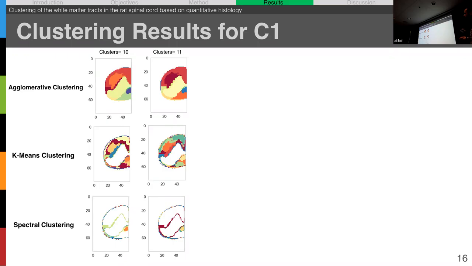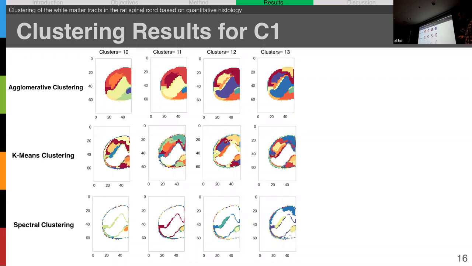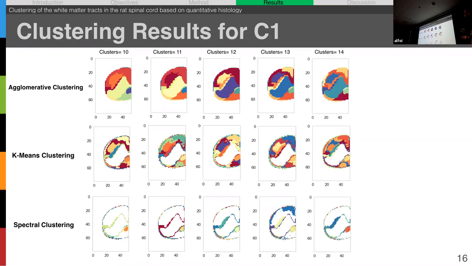For spectral clustering, this is an issue that we had, and I'm still trying to resolve it to see what could be better. Essentially, it takes the largest tract as background. So it clusters the background, the largest tract, and the gray matter all as the same, which makes it difficult for it to actually cluster properly. At 13, it looks a bit better, but then it goes back. It'll be clustering a lot on the smaller scarce pixels.